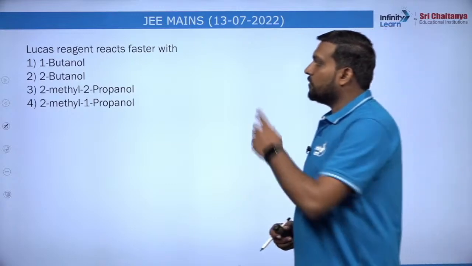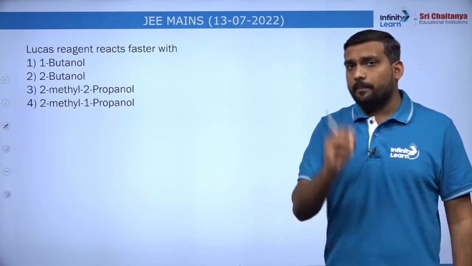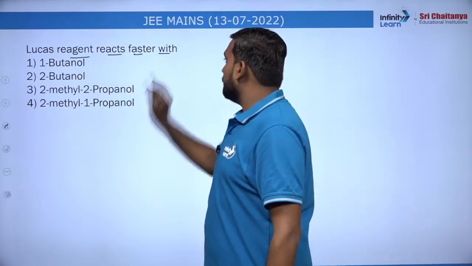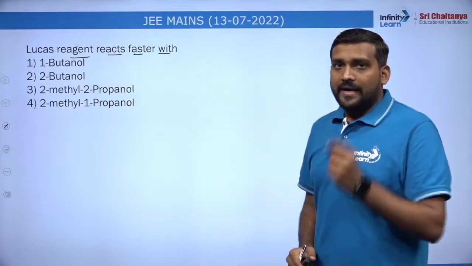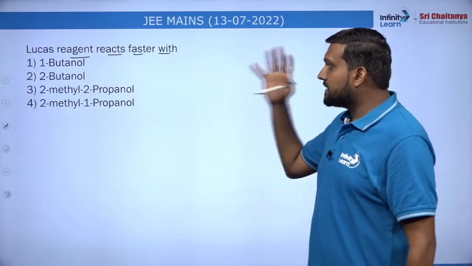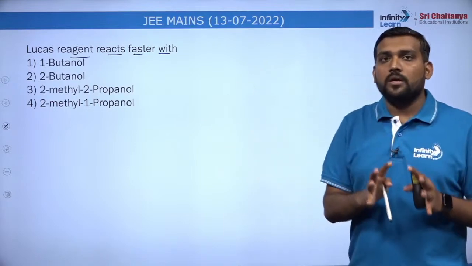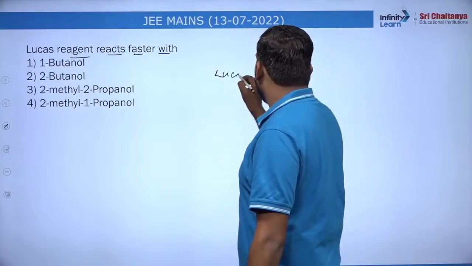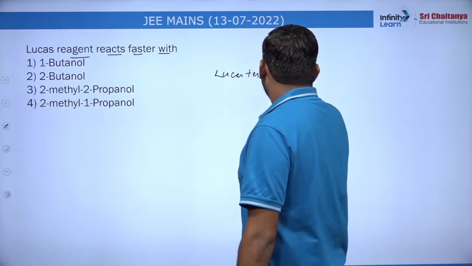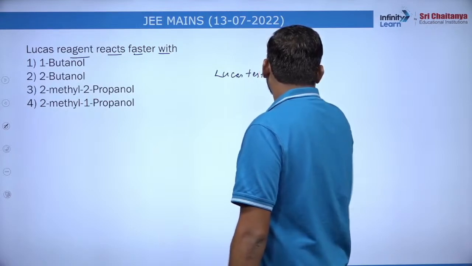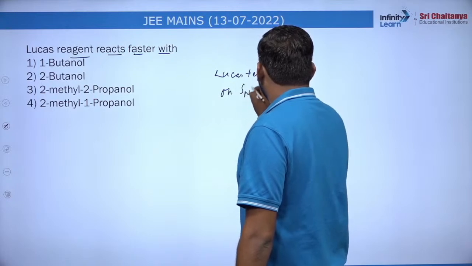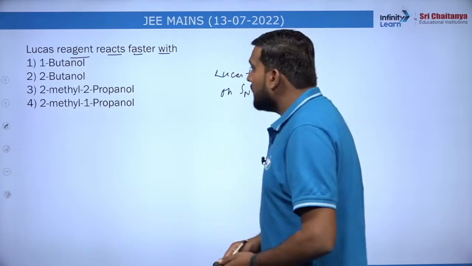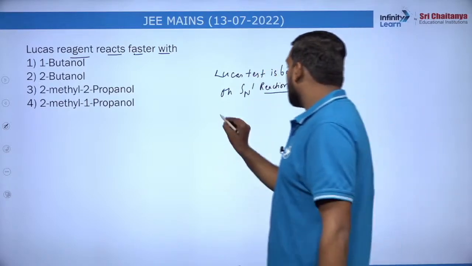The next question is from the organic portion, and that is the practical organic chemistry of alcohol, and it says that Lucas reagent reacts faster with. Okay, so we know that the Lucas test is based on the SN1 mechanism. This has to be written somewhere in your notes, that the Lucas test is based on SN1. So if it is based on an SN1 reaction, then the rate will depend on the rate of SN1.